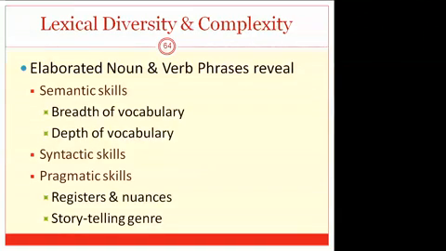I think it's very important for us to look at these elaborated noun and verb phrases because they can reveal a student's level of ability or difficulty in various elements of language. Elaborated noun phrases and verb phrases, of course, reveal a student's semantic skills in terms of the breadth of their vocabulary. How many different words do they know? But it also gives us insight into the depth of their vocabulary. Do they understand multiple meanings for individual words?